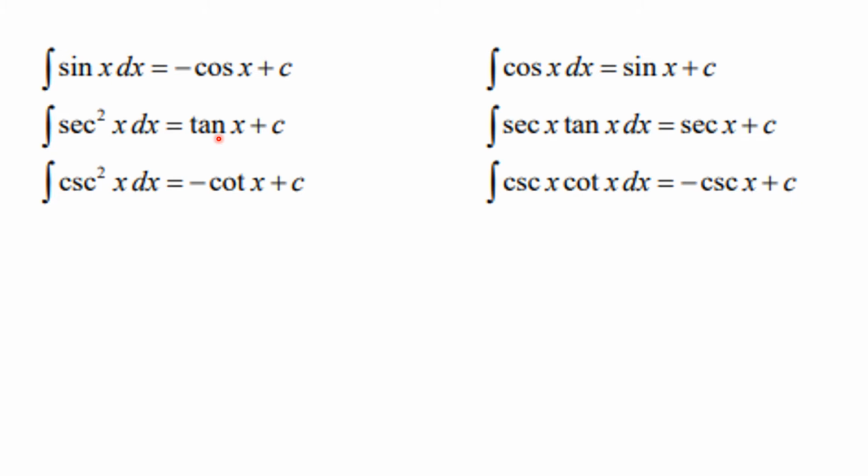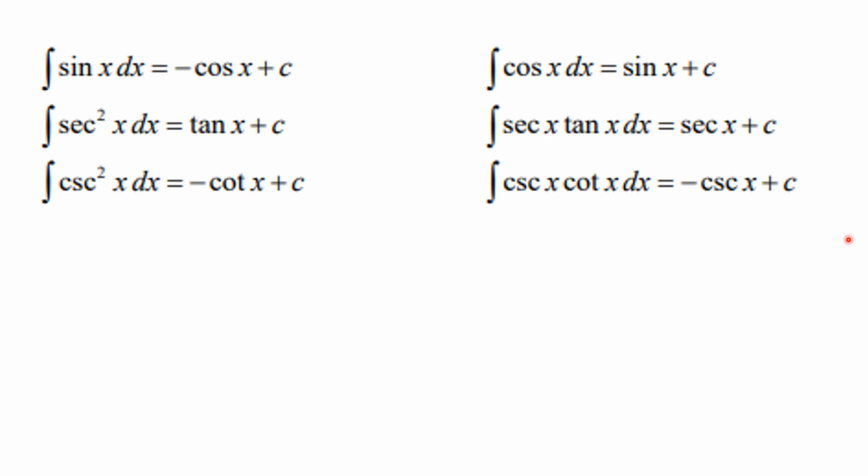Since the derivative of the tangent of x is equal to the secant squared of x, then the indefinite integral of the secant squared of x is equal to the tangent of x plus c. Since the derivative of the secant of x is the secant of x times tangent of x, then the indefinite integral of the secant of x tangent of x dx is the secant of x plus c. Since the derivative of the cotangent of x is equal to the negative cosecant squared of x, that means that the indefinite integral of the cosecant squared of x dx is equal to the negative of the cotangent of x plus c.